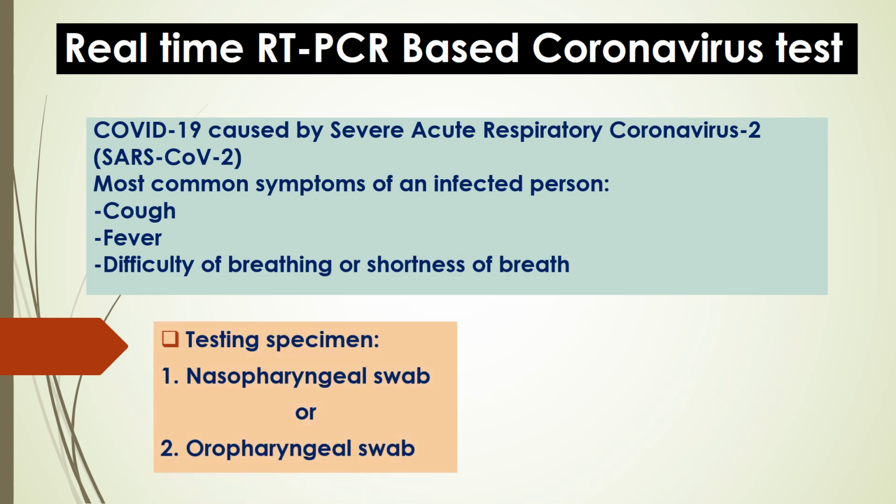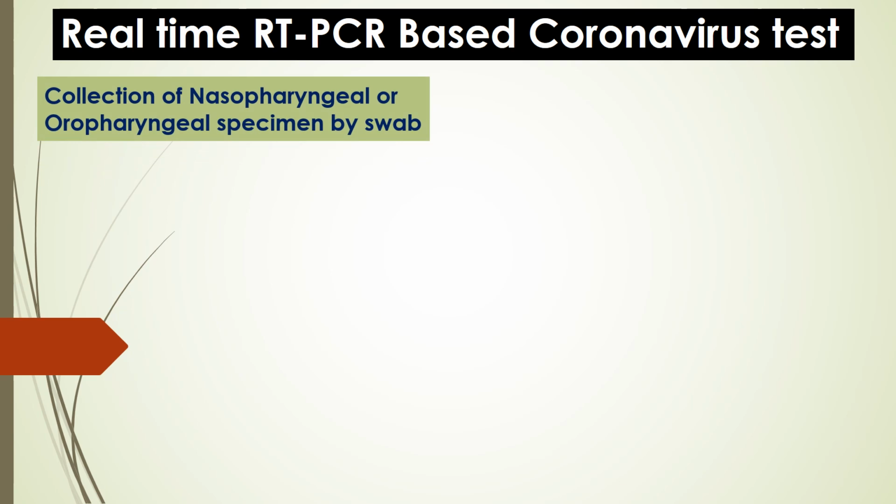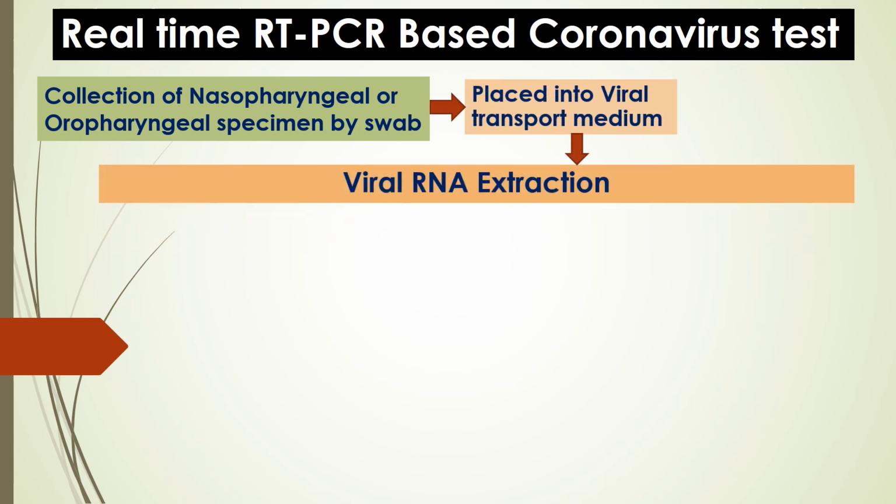Most suited testing specimens are 1. Nasopharyngeal swab, or 2. Oropharyngeal swab. Collection of nasopharyngeal or oropharyngeal specimen by swab and placed into the viral transport medium. Then, taken to laboratory for viral RNA extraction.